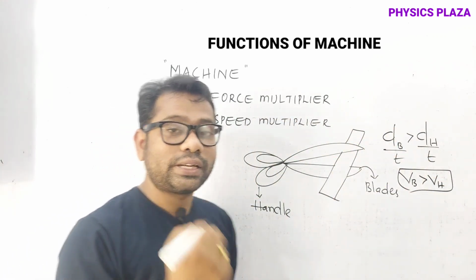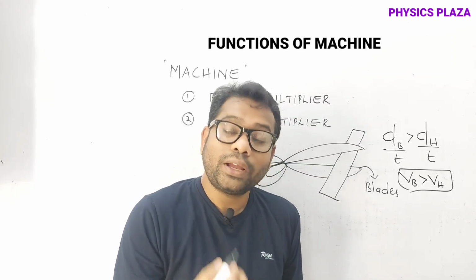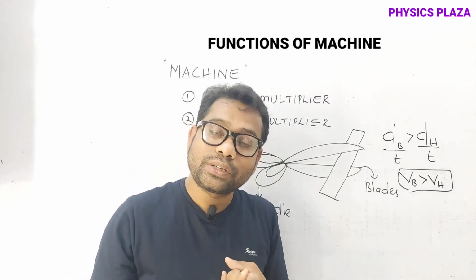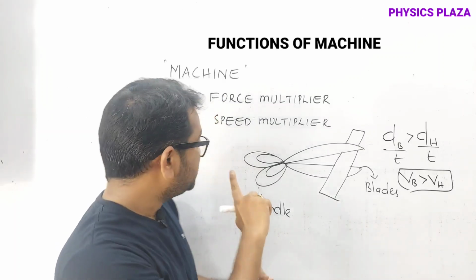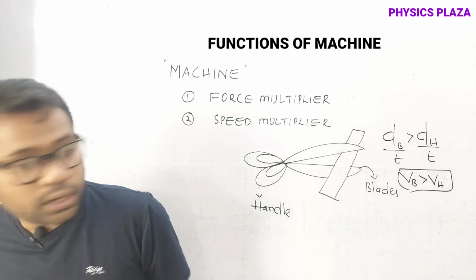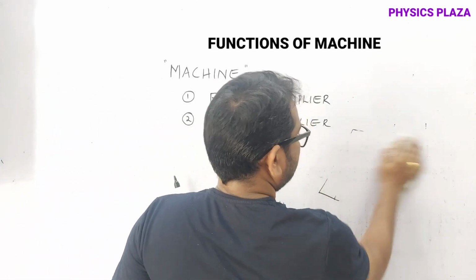Okay children, so that is the reason why machines are used as speed multipliers. So the first one is machines are used as force multipliers, and the second one is machines are used as speed multipliers. Is that clear? Fine.